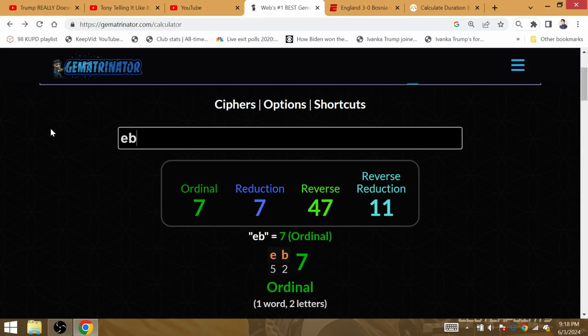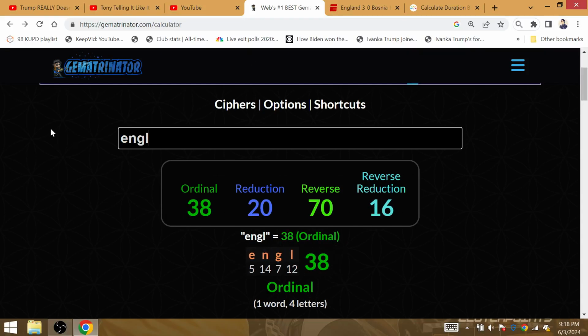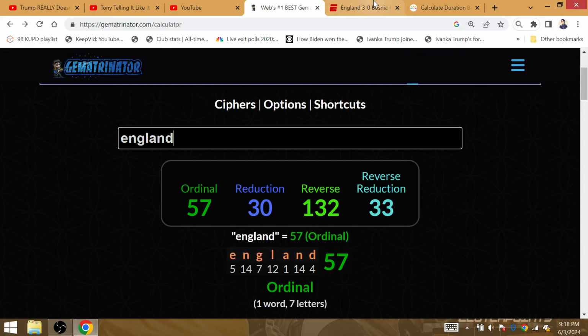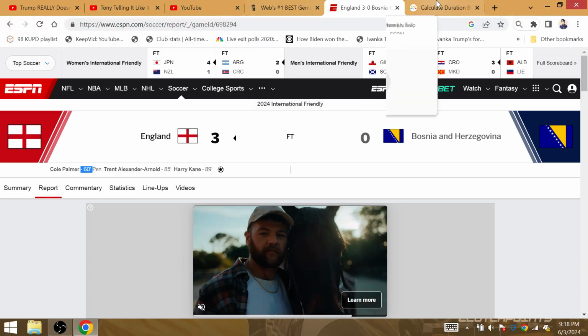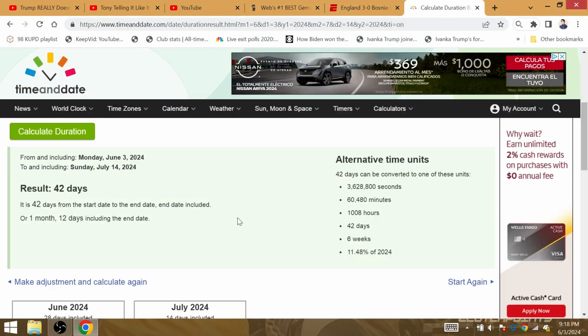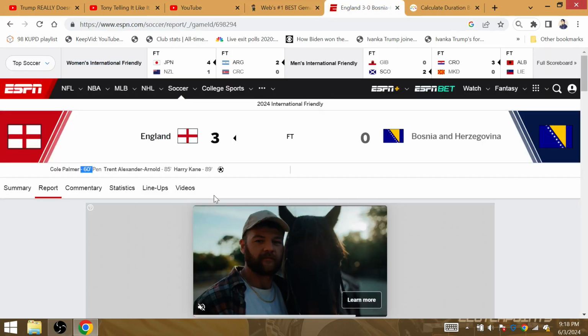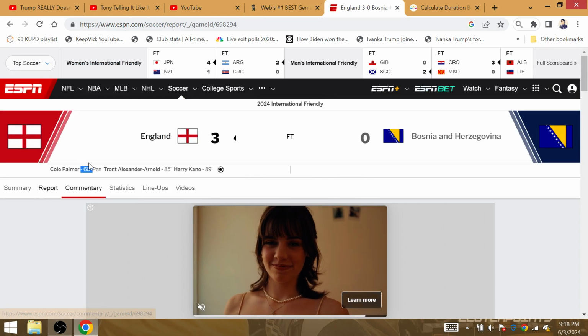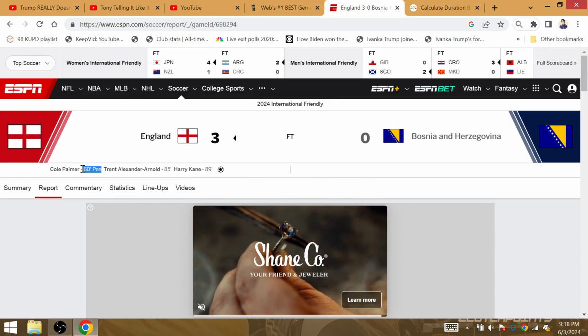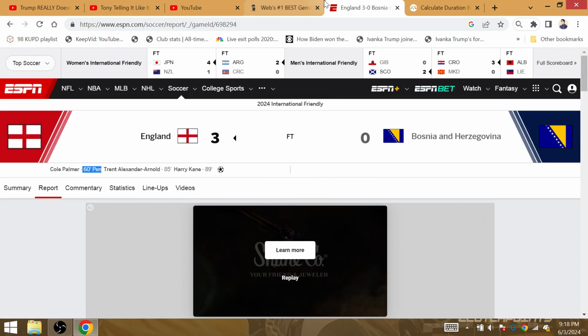England did win 3-0. Granted, it's a friendly, but England is Gematria 30. The amount of time from the day of the friendlies to the day of the final, 5 weeks and 7 days, would be 6 weeks. 5 weeks and 7 days is Gematria of England. But 60th minute, I just knew that was Gematria Berlin. So something's going on right there.